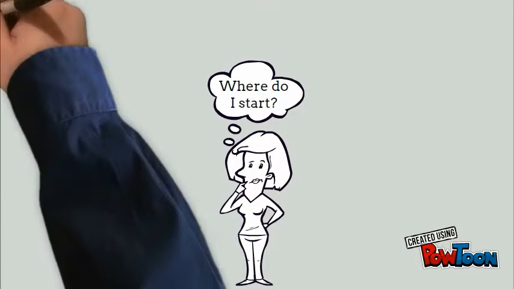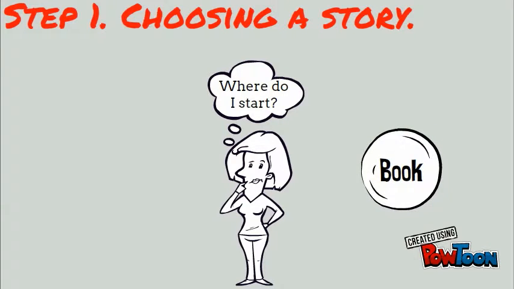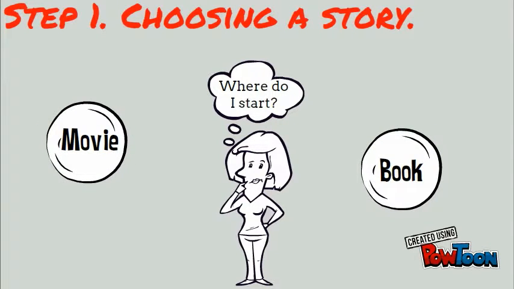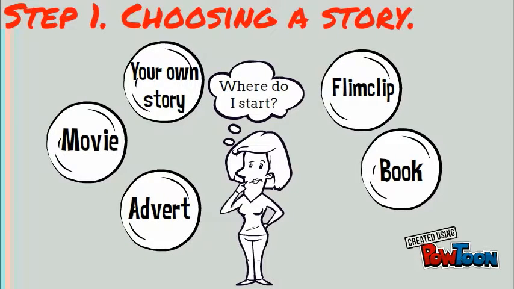Step 1, choosing the story. The choice is really up to you. You can use a scene from your favourite book or movie. You can write your own scene. You could use an advertisement or a film clip from your favourite song. It's your choice. The only thing I would say is find something that interests you.